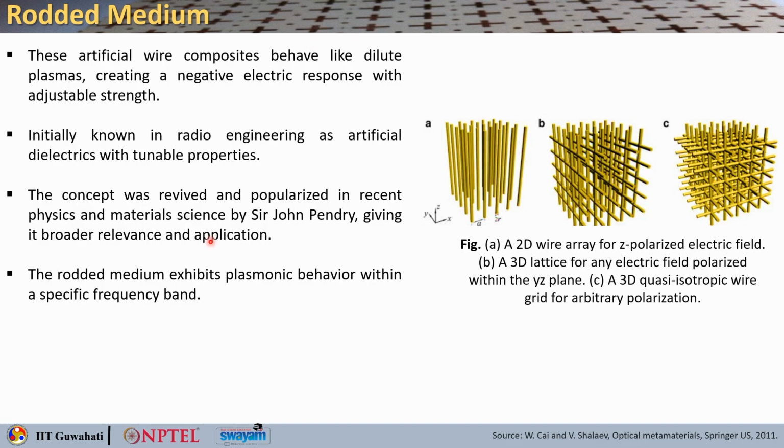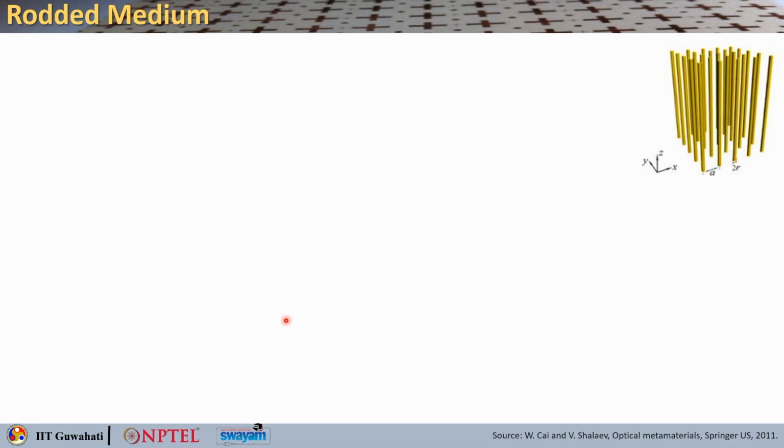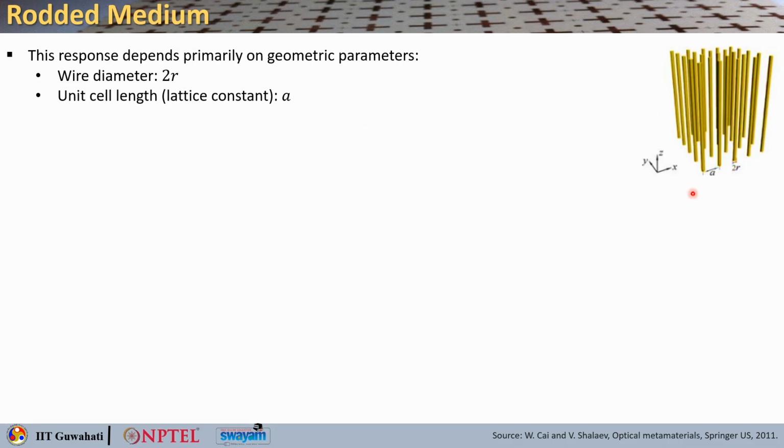The rodded medium could exhibit plasmonic behavior within a specific frequency band. As you can see in this figure, if you consider this particular wire grid or wire mesh, there are two important physical parameters. The first one is the diameter of the wires, that is 2r, and the other is the periodicity of this wire lattice, that is a. The response will be completely dependent on these two geometric parameters: the wire radius r, and the unit cell length, that is the lattice constant a.